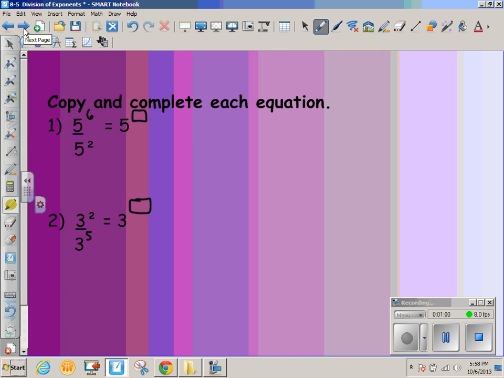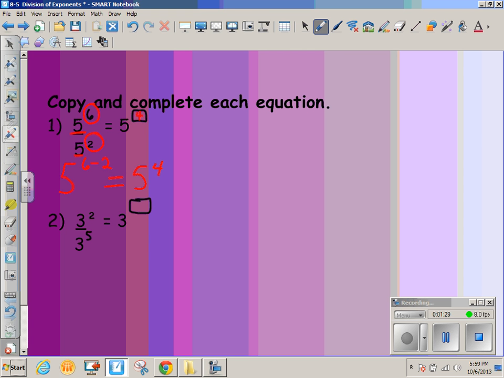So copy and complete each equation. We have 5 raised to the 6th power over 5 raised to the 2nd power. So according to what we just read, we do have the same base, 5 and 5, so we're going to take the numerator exponent and just subtract the denominator exponent. So we end up with 5 raised to the 4th power.